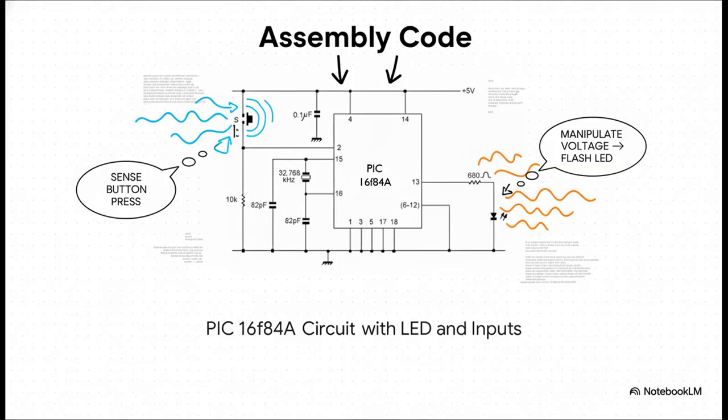Now, to really grasp assembly, we absolutely have to ground ourselves in the physical hardware. Take a look at this schematic. Right there in the center, that's our brain, the PIC16F84A microcontroller. And notice exactly how the real world connects to it. We've got a push-button switch tied to pin 2 over on the left, and an LED connected through a resistor to pin 13 on the right. When we're writing assembly code, we aren't just typing words on a screen. We are literally manipulating the voltages on those specific physical pins to make that LED flash or to sense if someone actually pressed that button.